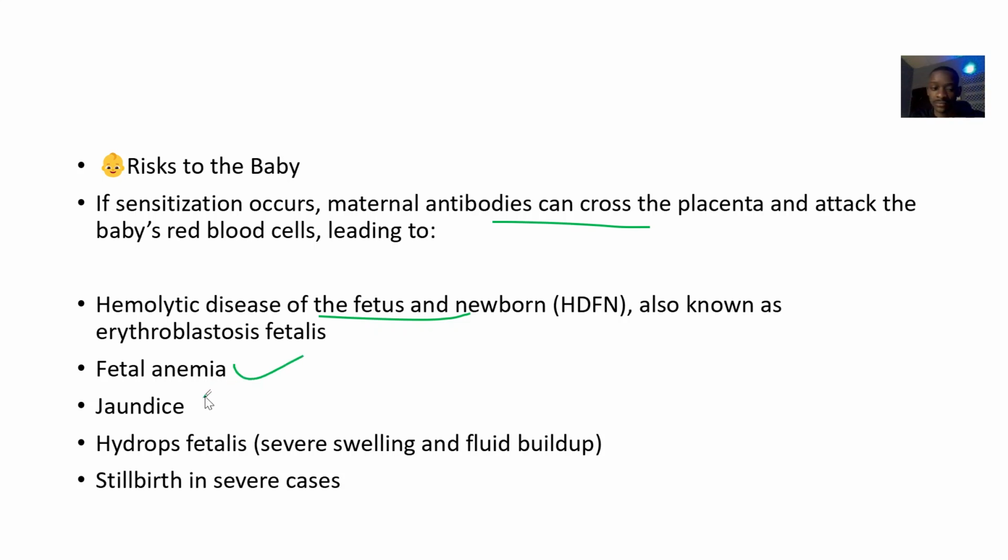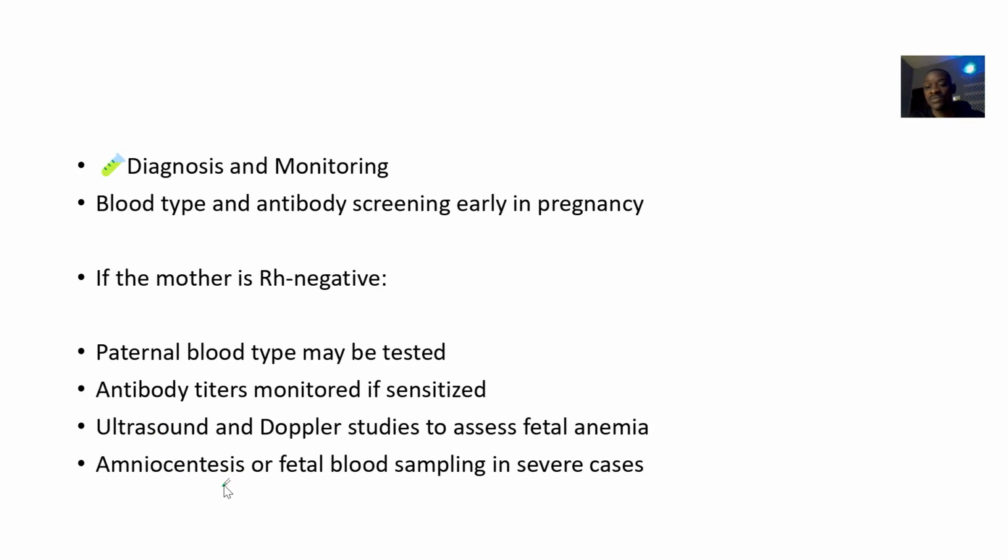There's jaundice. What is jaundice? The eyes become yellow. Jaundice is usually there if you have plenty of red blood cells being broken down, so they release bilirubin. It's the bilirubin that causes your eyes to be yellow. There's fetal hydrops. There's swelling, okay, stillbirth. Now you can give birth to a baby that is dying.